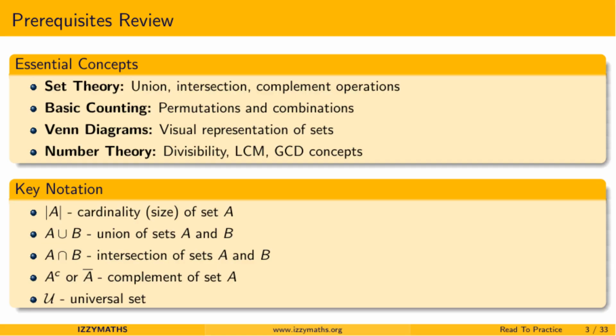The absolute value of A represents the cardinality or size of set A. A union B denotes the union of sets A and B. A intersection B represents the intersection of sets A and B. A complement or A bar indicates the complement of set A. Finally, U represents a universal set. These notations will appear throughout our examples, so familiarize yourself with them now.